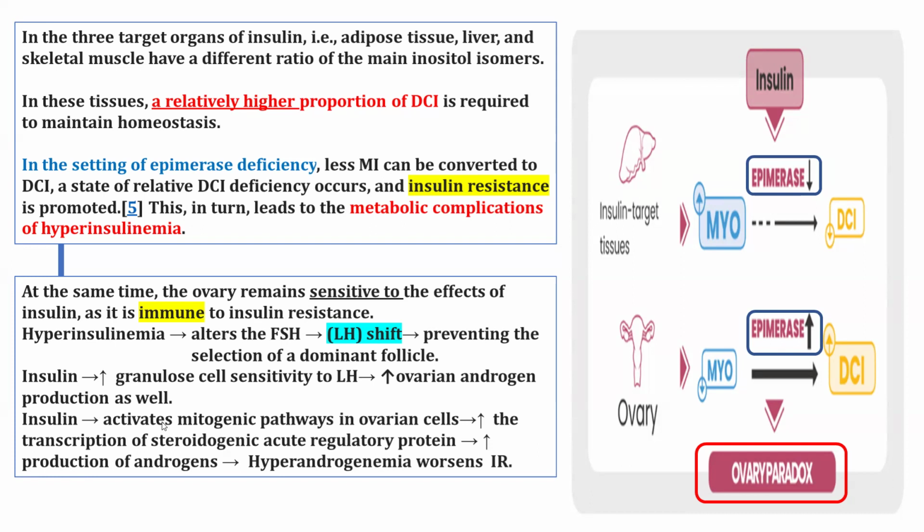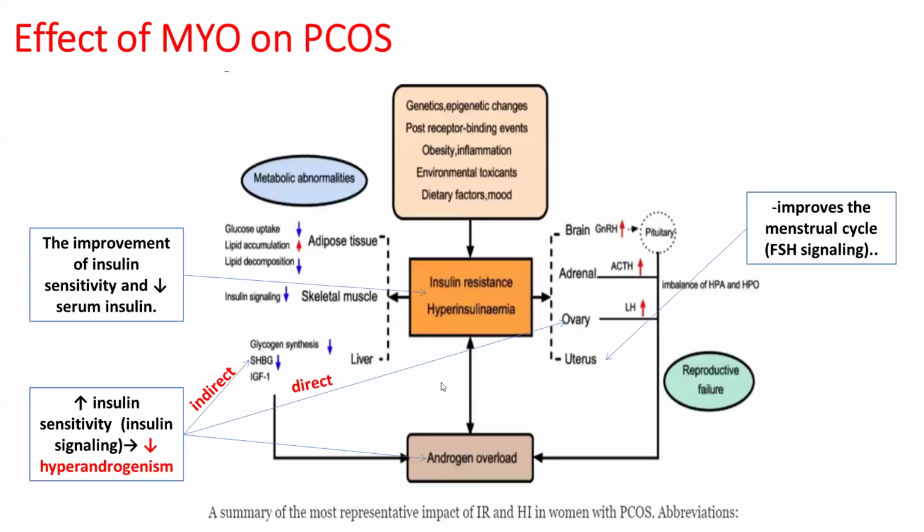What does it mean? The ovary is different from the insulin target tissues: liver, muscle, and adipose tissue. In cases of epimerase deficiency, there will be insulin resistance because of decreased D-chiro. But in the ovary, there will be continuous change into D-chiro, and this will lead to hyperandrogenemia because of continuous epimerization, as the ovary is sensitive to the effect of insulin and immune to insulin resistance. And this is called the ovary paradox, different from the insulin target tissues.